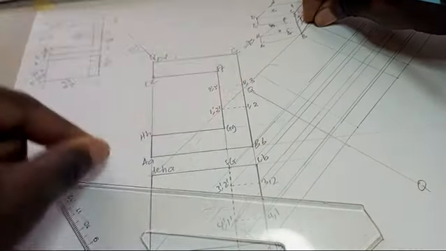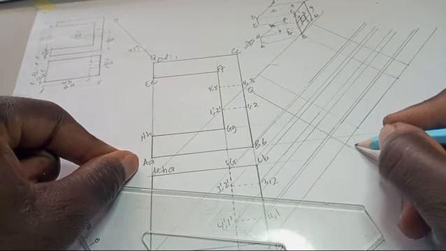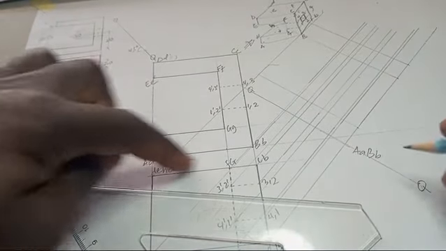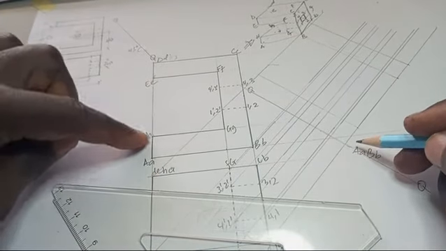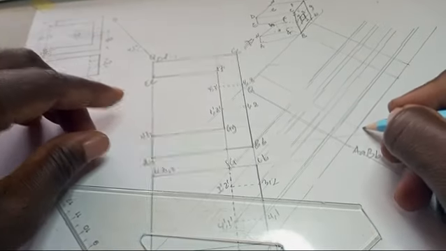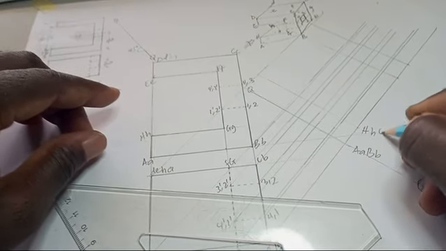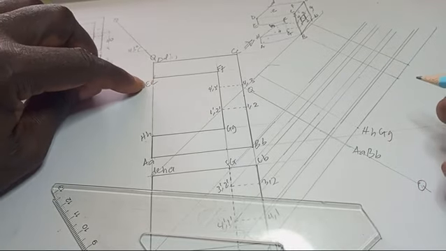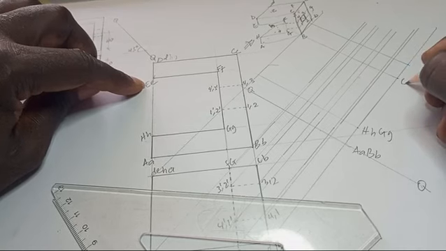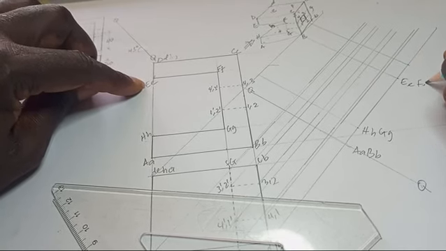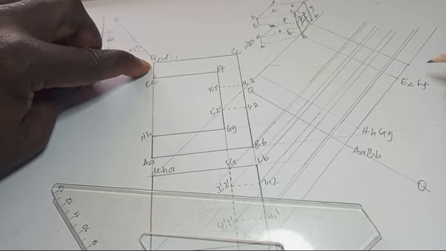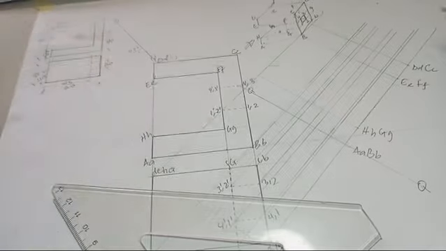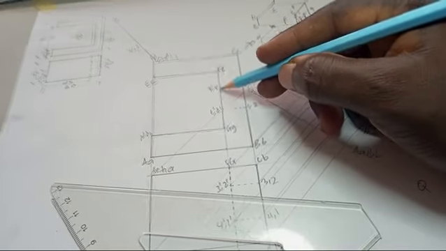The one at the bottom will be AA BB. So here I'll have AA BB. That is on the first line at the bottom, followed by the next one, which is HH GG. So here I'll have HH GG. Then at this point, I'll now have EE FF. Here I have EE FF. Then at the top, I'll have DD CC. Now, don't forget that we also have points in between here.